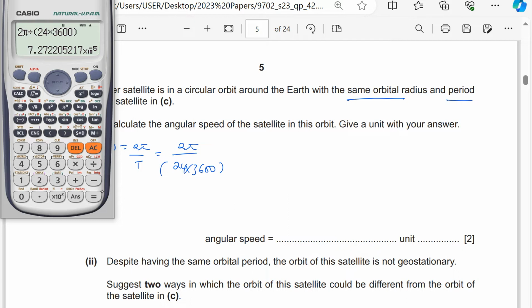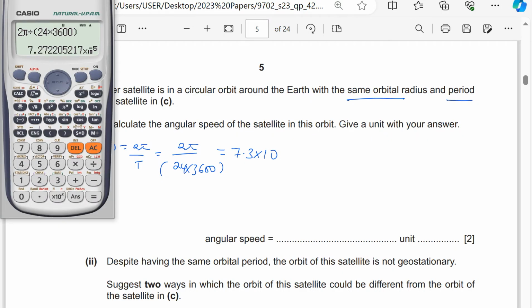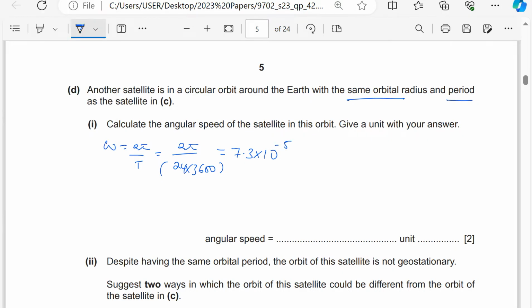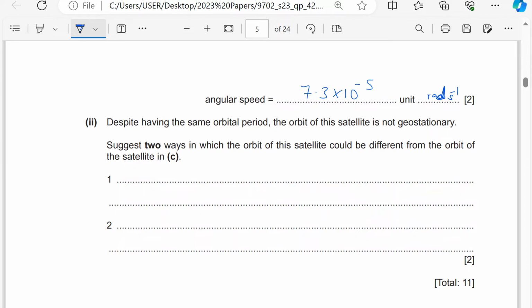So this is giving me 7.3 times 10 to the power of minus 5. The unit here is, of course, angular velocity, that is radians per second. Rad per second, that is how we write it.